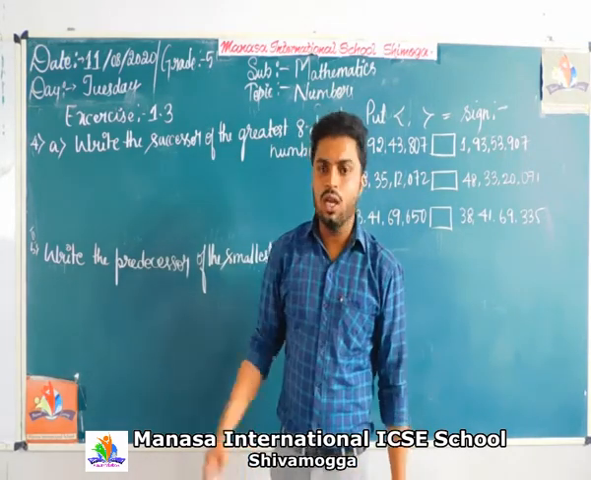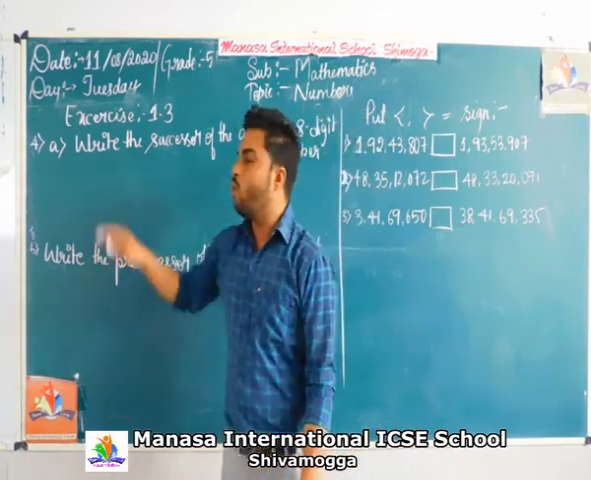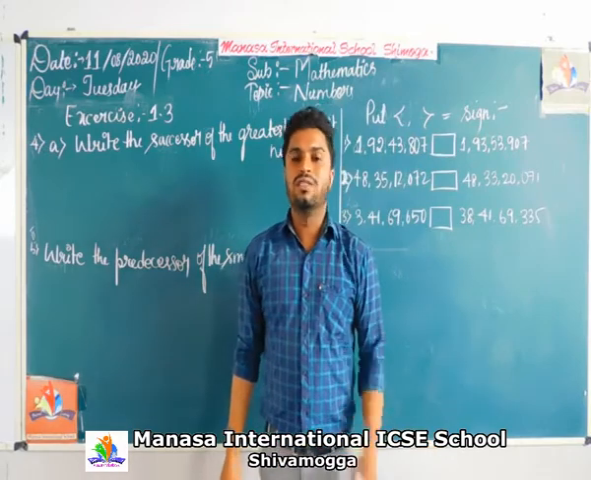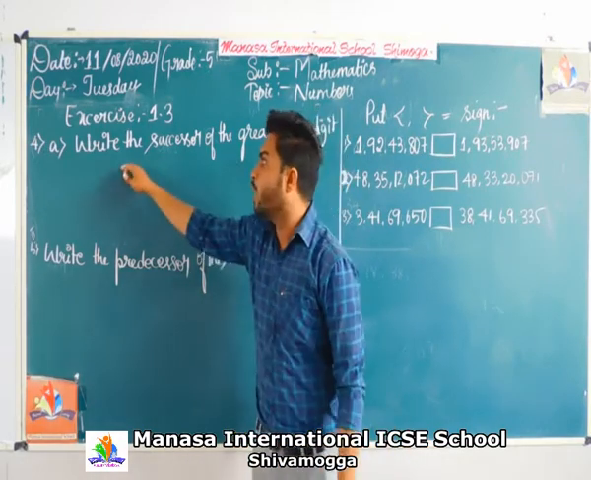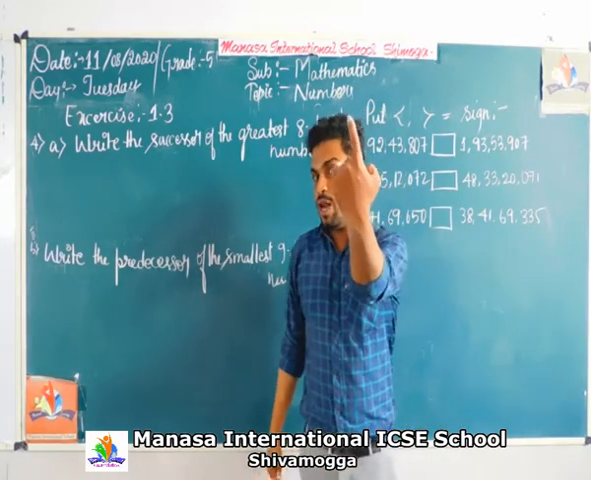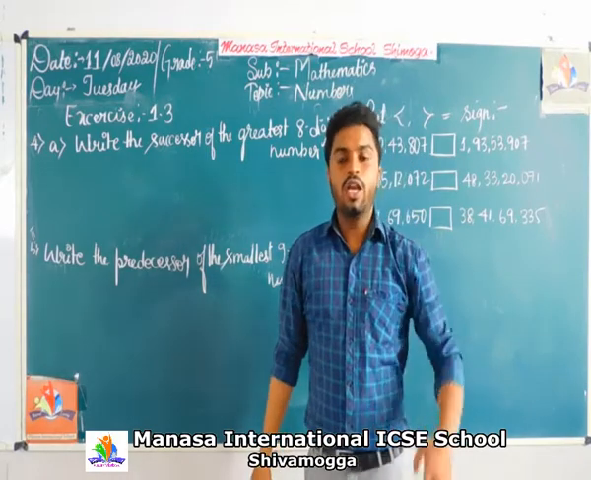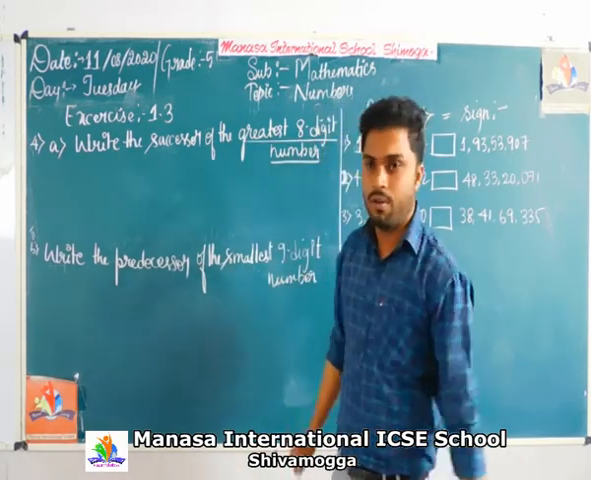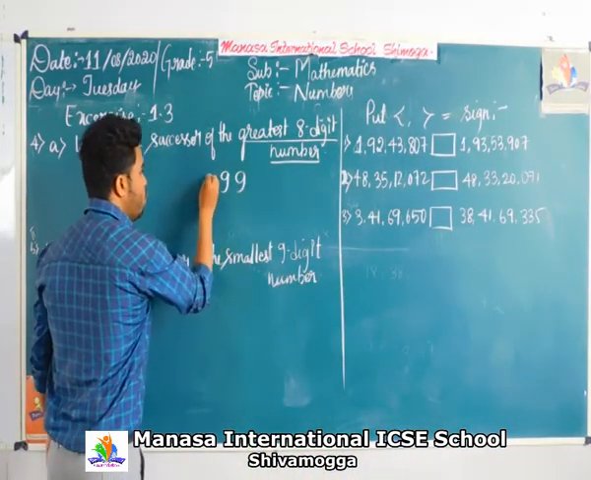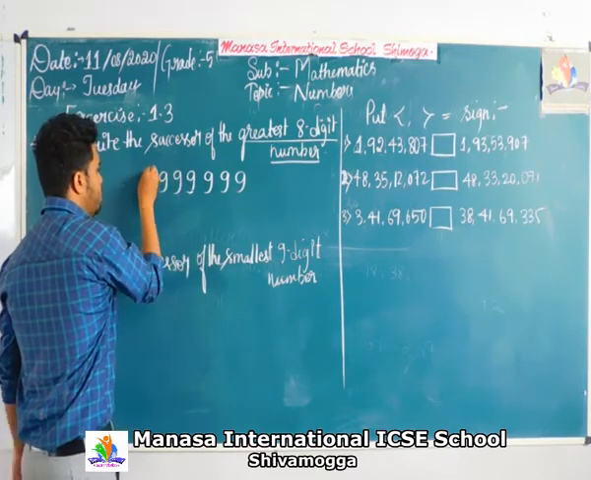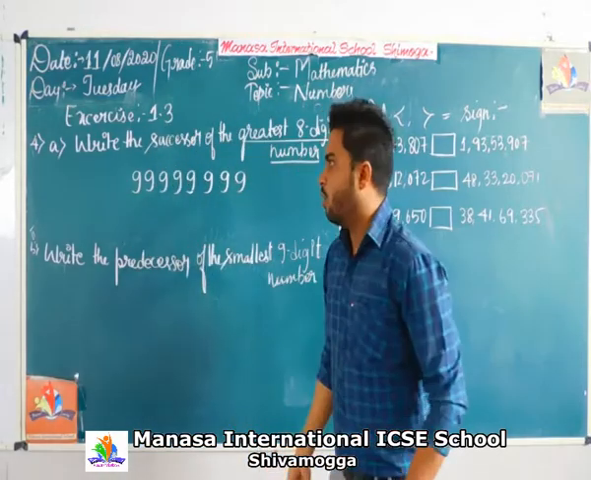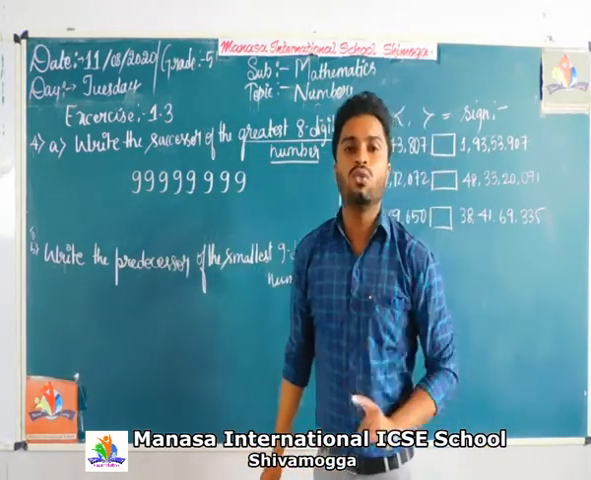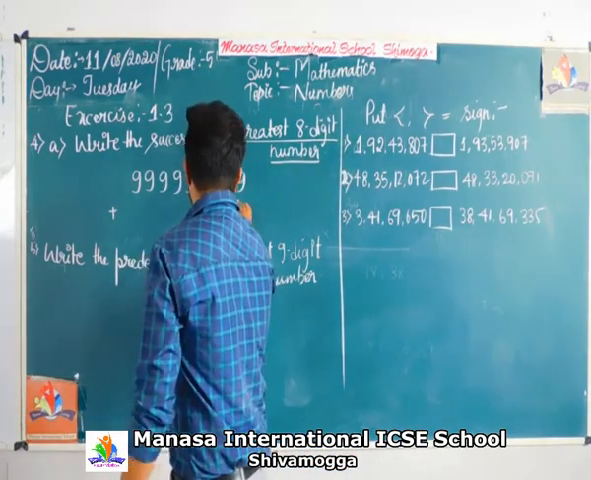Now, today the same thing, continuation of exercise 1.3, fourth question. Write the successor of the greatest 8-digit number. For the successor, you are going to add one to the 8-digit number and you are going to get the answer. First we'll write the greatest 8-digit number. So see here, 1, 2, 3, 4, 5, 6, 7, 8. This is 8 digits. Greatest 8-digit number, 1, 2, 3, 4, 5, 6, 7, 8. Now successor is the same. You are going to add one number. So you are going to plus one.